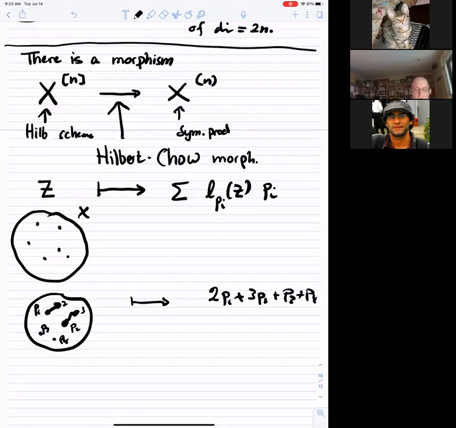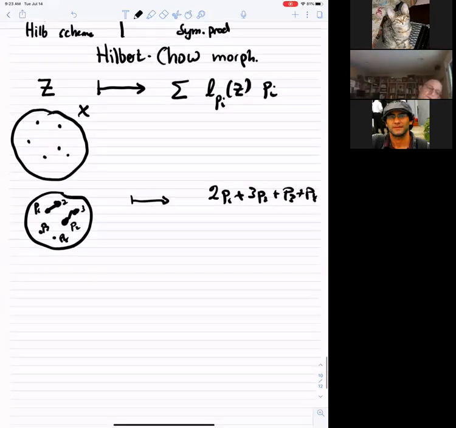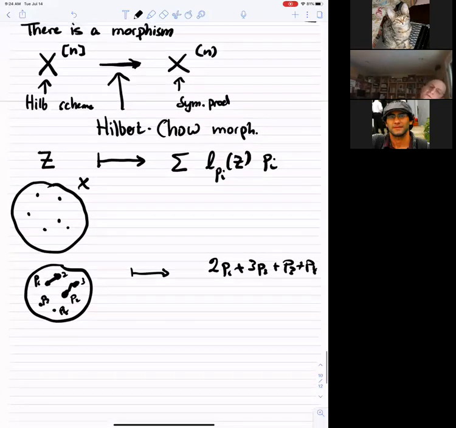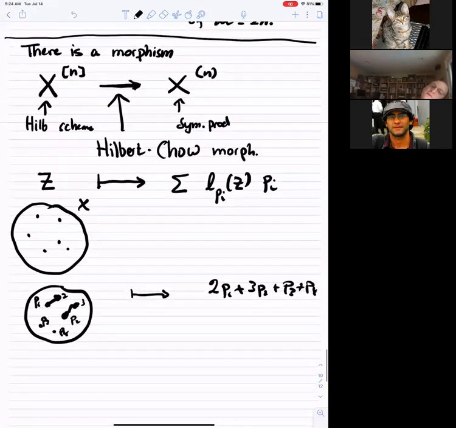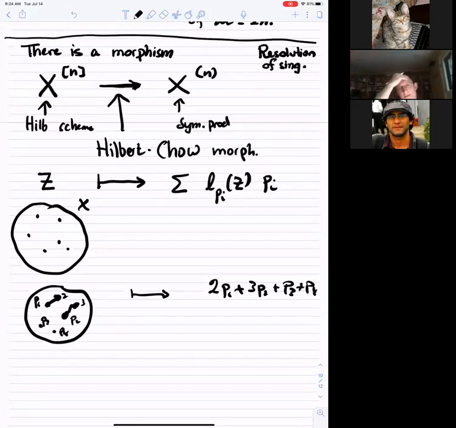Okay? In other words, you take the points and send them to their support counted with multiplicity. And you need to show that this is really a morphism, but it really is, okay? And so you get a nice morphism. And this, in fact, is a resolution of singularities. So maybe let me say it here. So this is a resolution of singularities. And it has very nice properties. So it's what's called a crepant resolution.